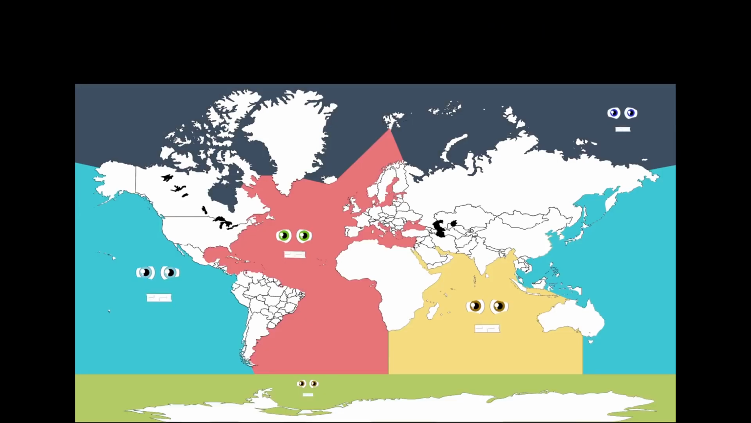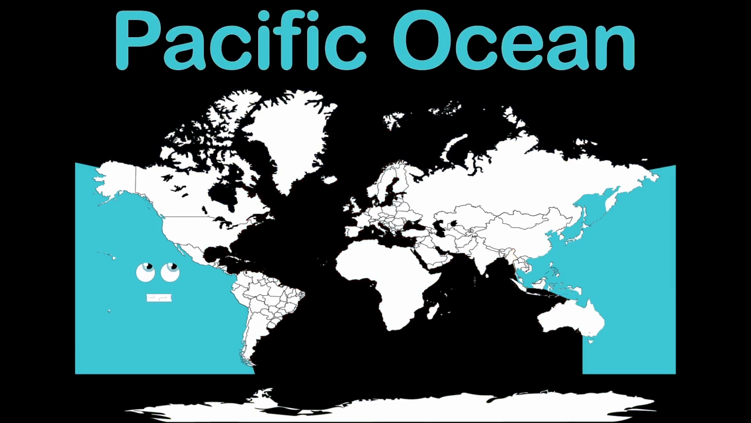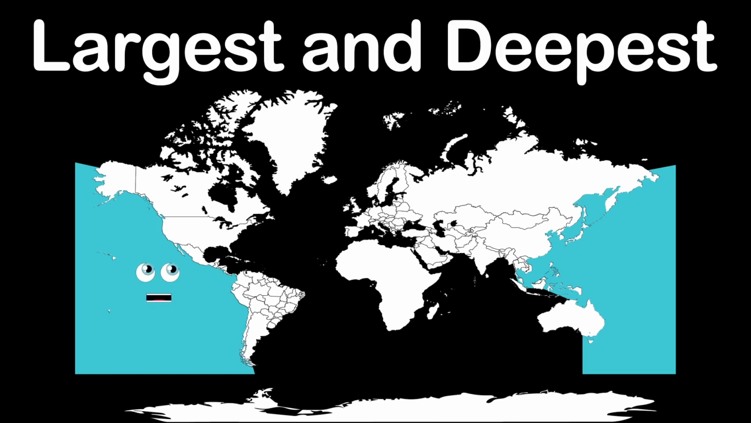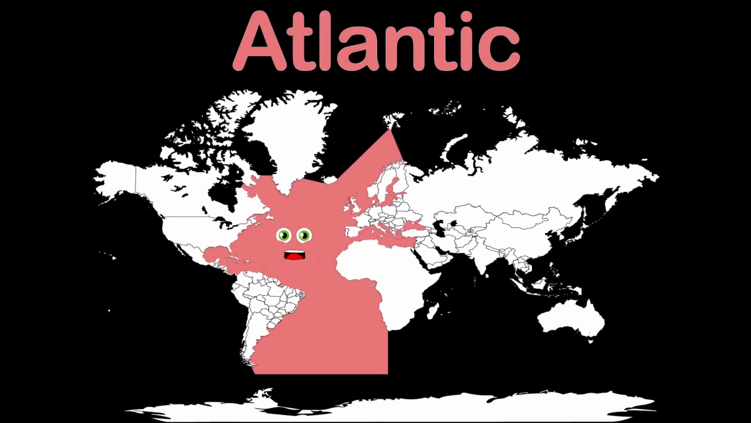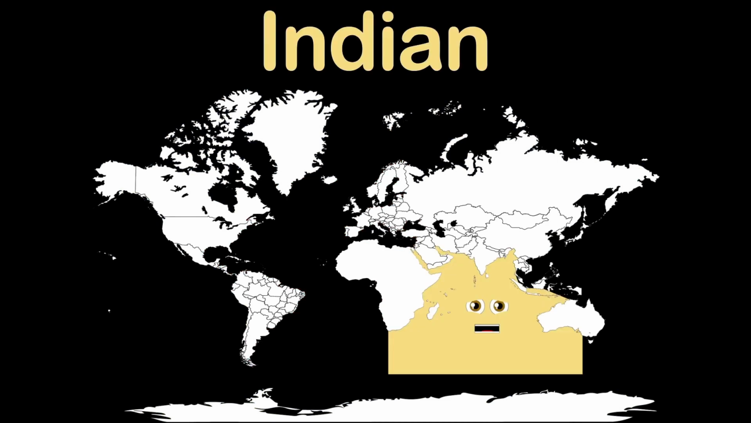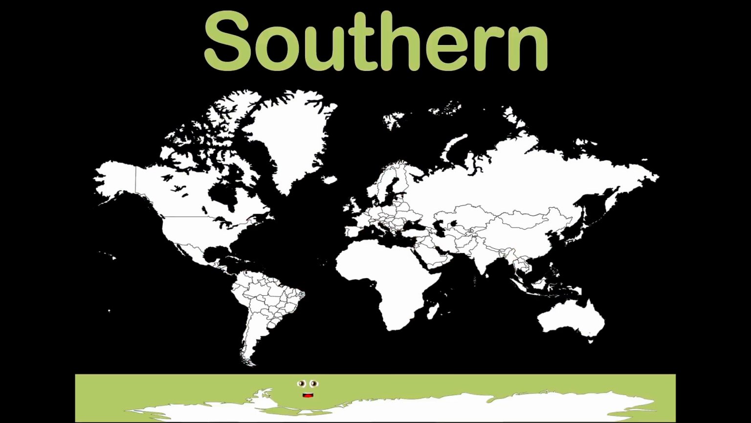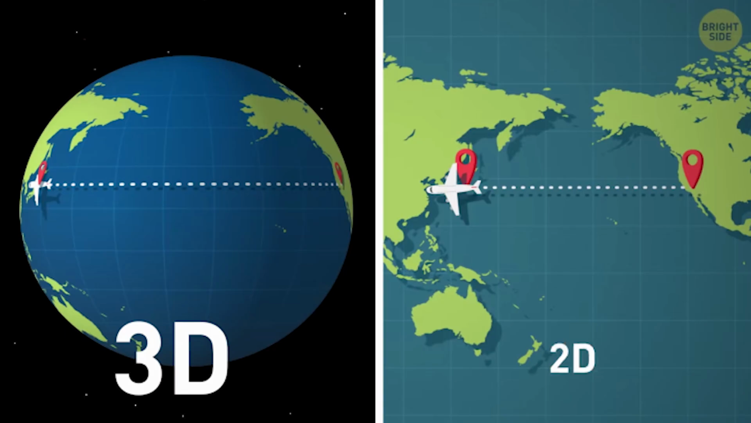How many of the oceans can you name? Let's go through them together. The Pacific Ocean is the largest. It is followed by the Atlantic Ocean, the Indian Ocean, the Southern Ocean, and the Arctic Ocean.